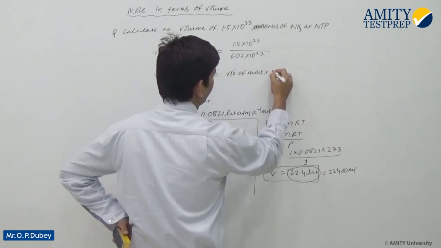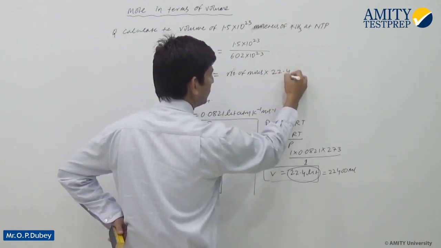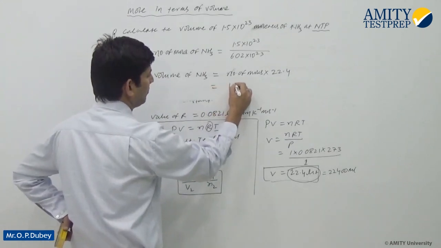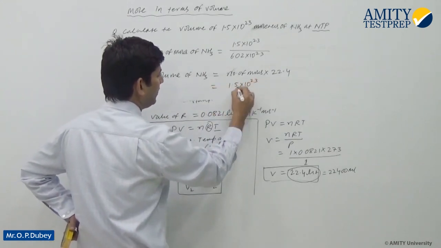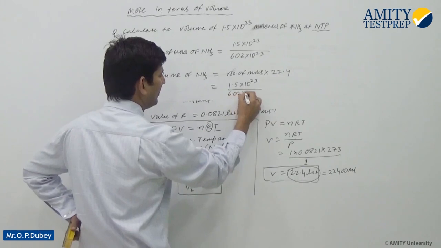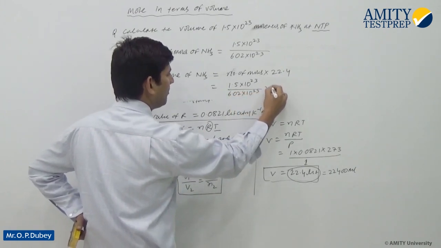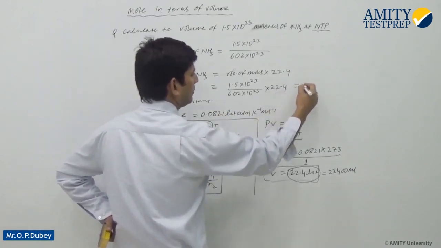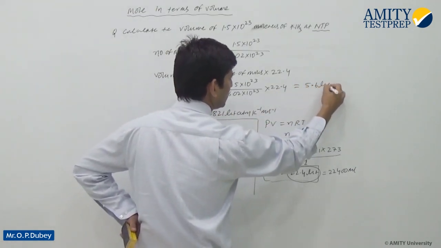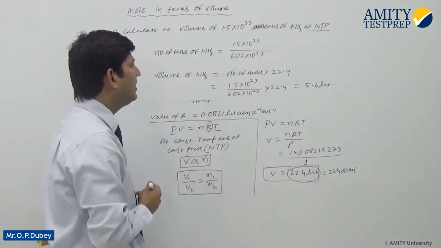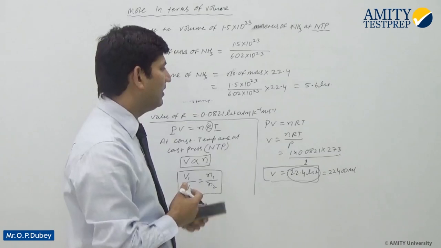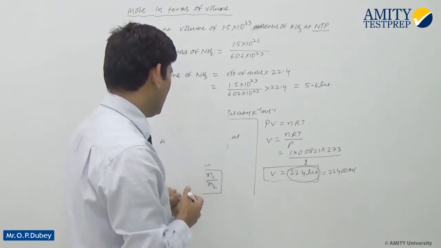multiply 22.4, because the condition is given, which is NTP. Then 1.5 multiplied 10 upon 23 upon 6.02 multiplied 10 upon 23 multiplied 22.4, which is equal to 5.6 liter. That means 1.5 multiplied 10 upon 23 molecules of ammonia contains 5.6 liter of ammonia.